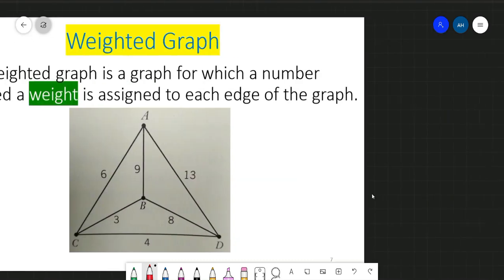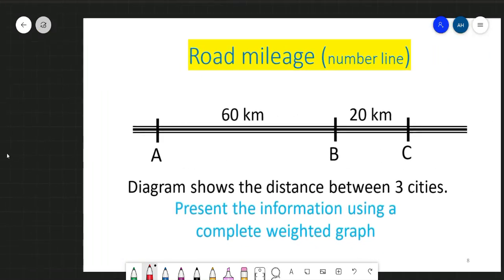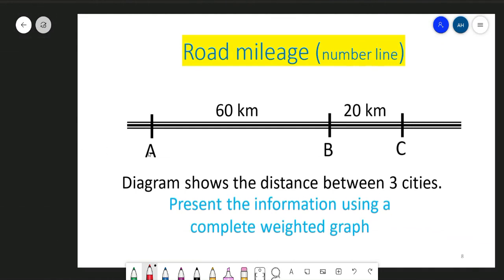All right, so another example here, road mileage. So we write this situation in a number line. We have maybe cities here, or locations: location A, this is point B, this is point C. The distance from A to B is 60 kilometers. The distance from point B to point C is 20 kilometers.